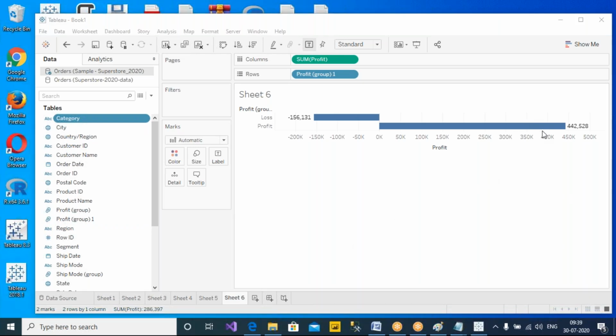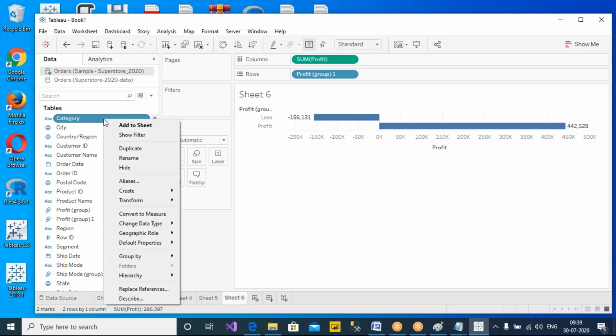Sir, in tables, when we click the options there is an option available like group by. Is it a parallel option? Is it any different? Where did you see that? Just right click on the category section in the table, and a drop-down shows group by.